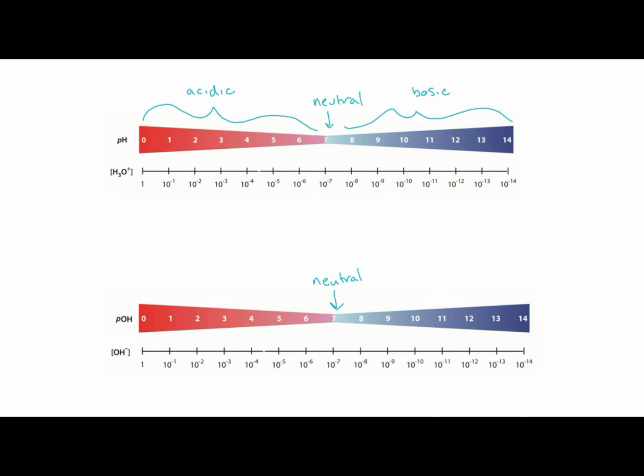It is the reverse on the pOH scale. Anything below 7 is basic. Anything above 7 is acidic. This is because we are measuring different but related concentrations. The pH scale measures hydronium ions, and the pOH scale measures hydroxide ions.